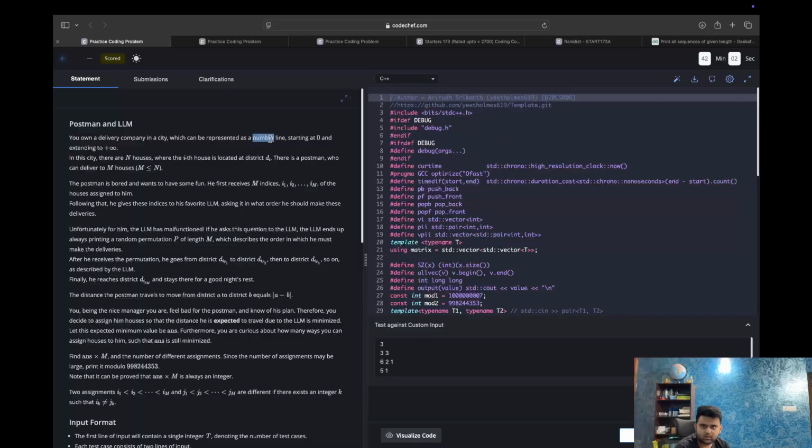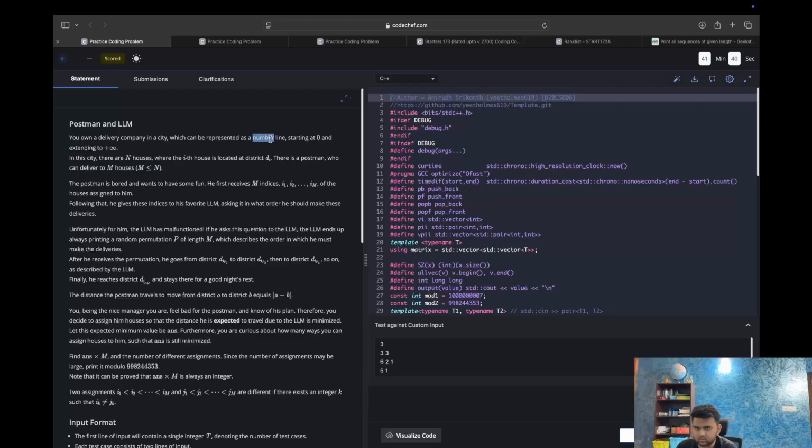Whenever he asks the LLM, it outputs a random permutation of the m houses, which describes the order in which he must make the deliveries. After he receives the permutation, he goes straight to house p1, p2, p3, p4, and finally p_m. The distance traveled is the total Manhattan distance.